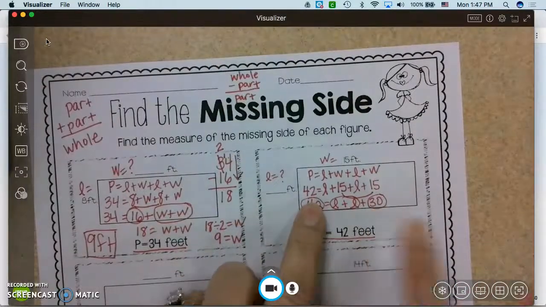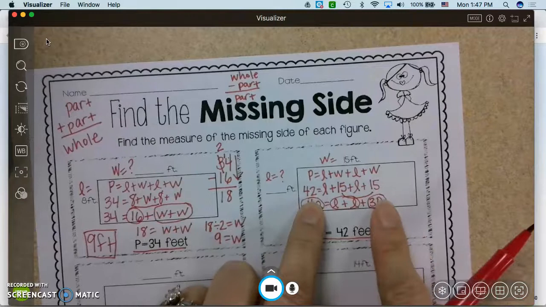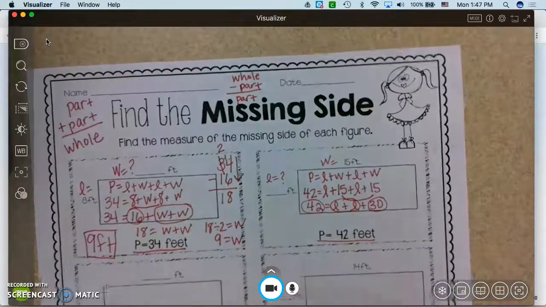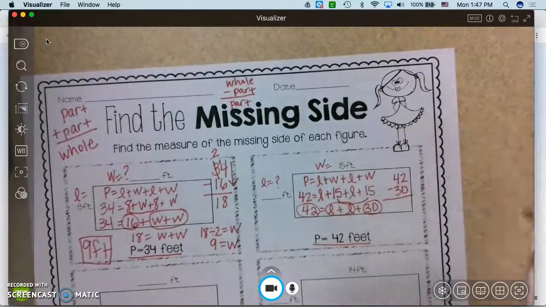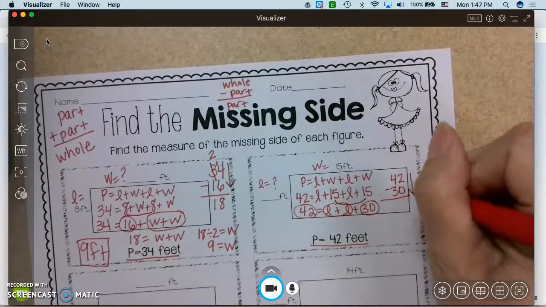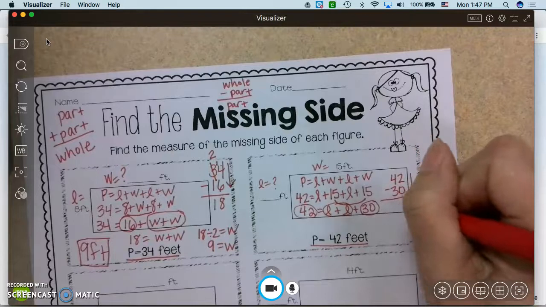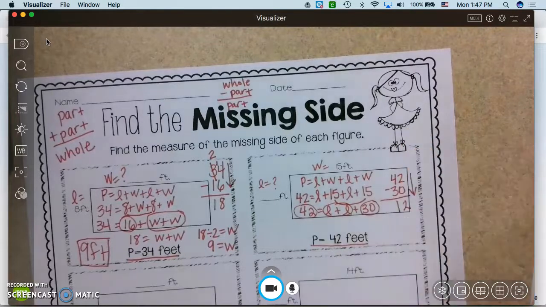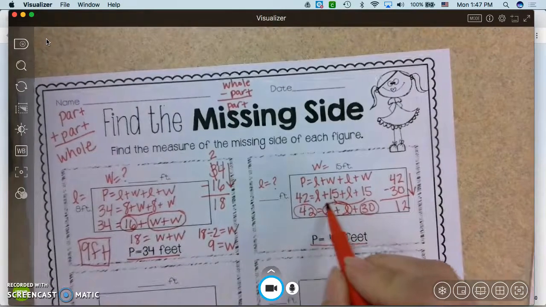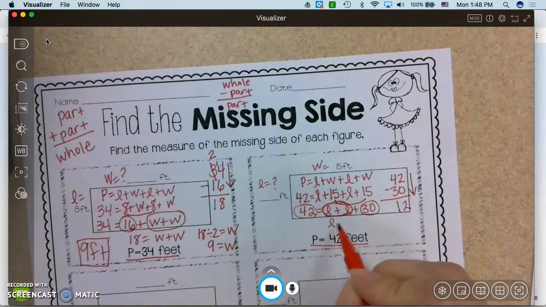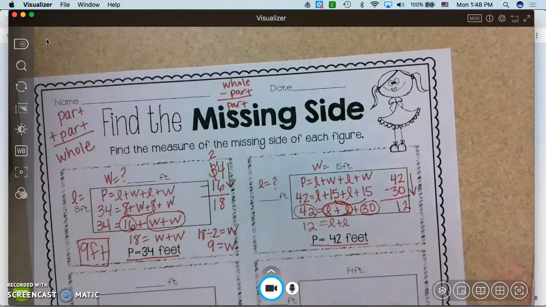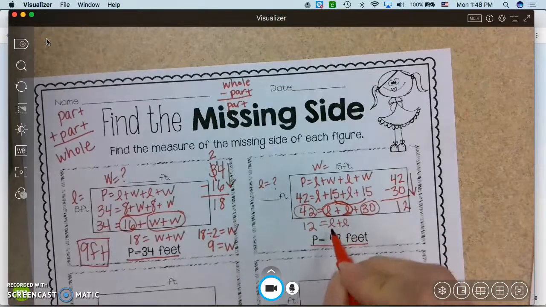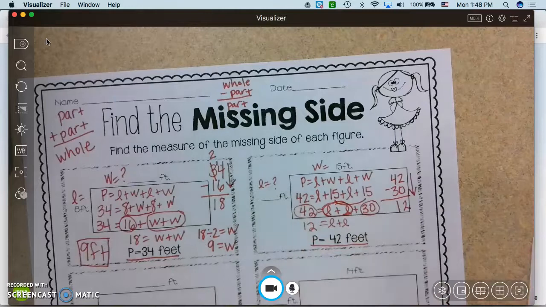And remember, if I have the whole and a part, I can subtract to find the missing part. So I can do 42 minus 30. Always subtract going down. 2 minus 0 is 2. 4 minus 3 is 1. So now I know that my other part, this is my other part all together, is equal to 12. So I know that both of the lengths, when you put them together, they're equal to 12.